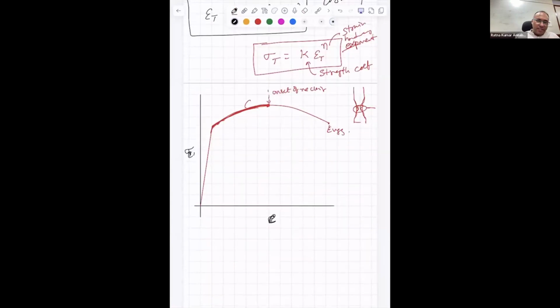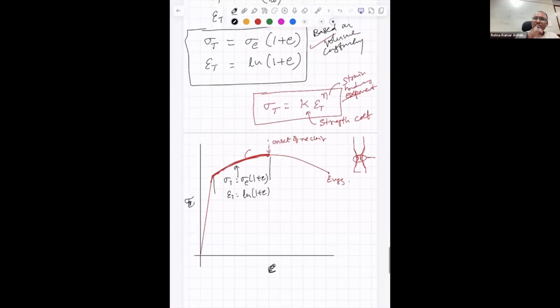So within this regime only, you can apply sigma t is equal to sigma e into 1 plus e, and epsilon t is equal to natural log of 1 plus e. These can be applied only within this regime, because after that volume constancy does not work.